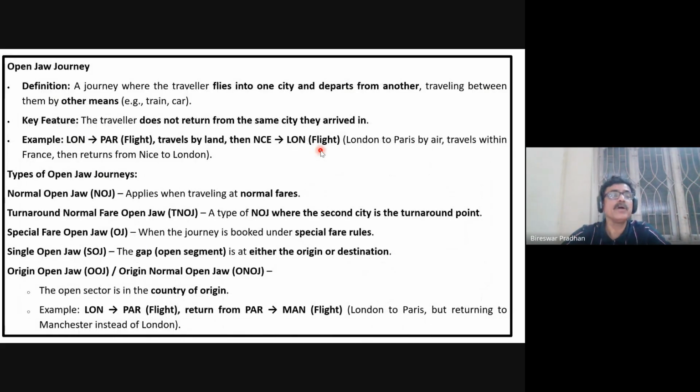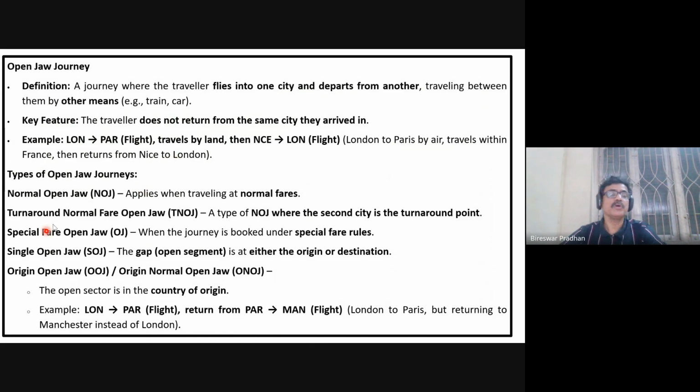Now we are coming to the open jaw journey. A journey where the traveler flies into one city and departs from another, traveling between them by other means: train, car, etc. The key feature: the traveler doesn't return from the same city they arrived in. Example: London to Paris by air, travel within France by land, then return from Nice to London.